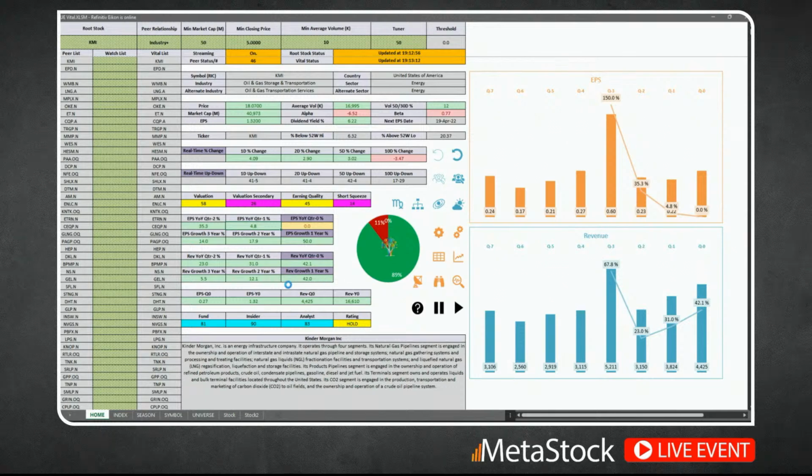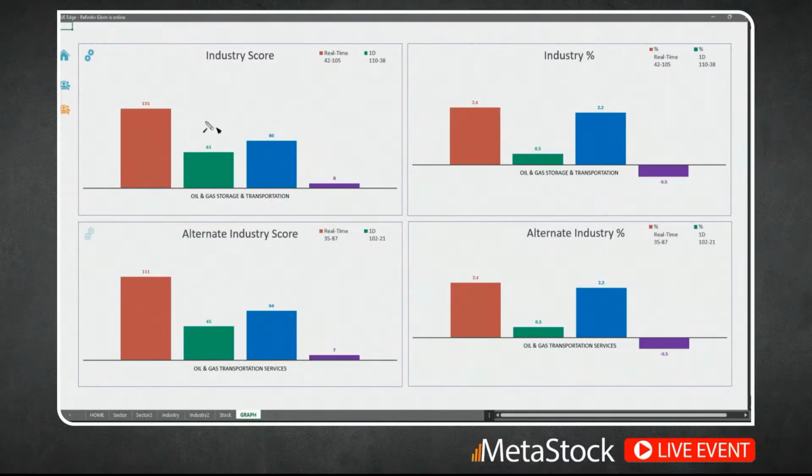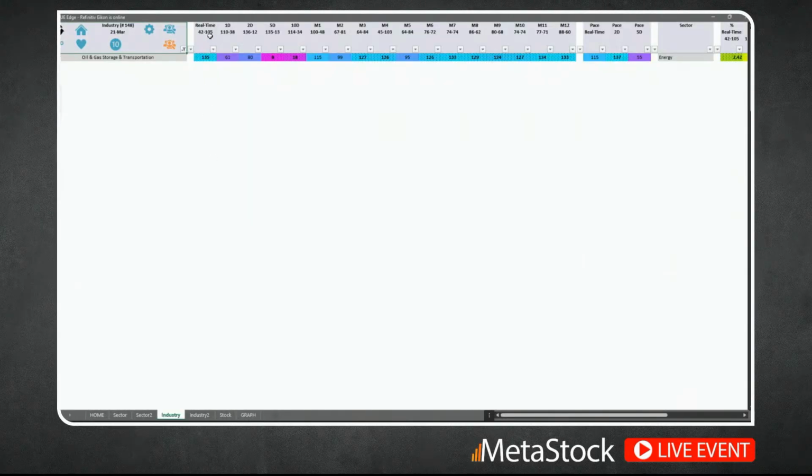If I wanted to look at the industry graph, one single click. Strengthening further, up by significant percentage. If I want to look at the rotation, top 20%. That is how easily decisions are made.